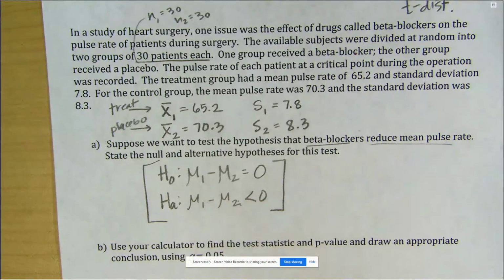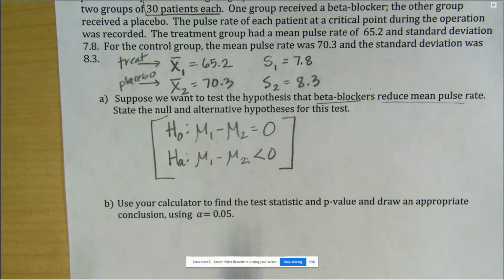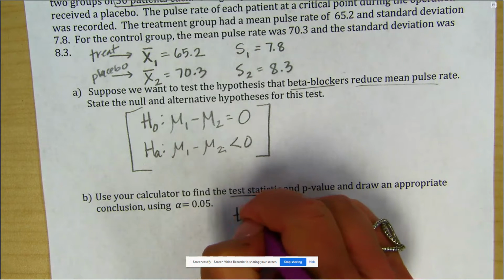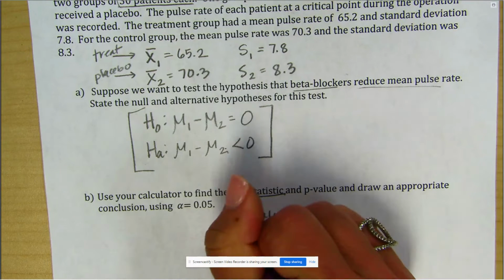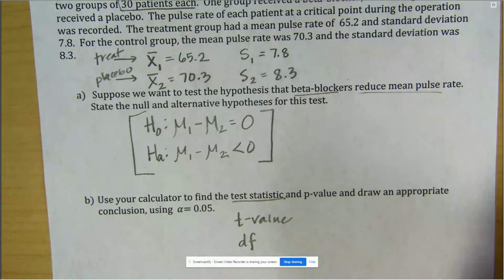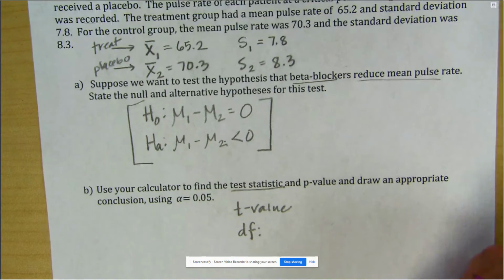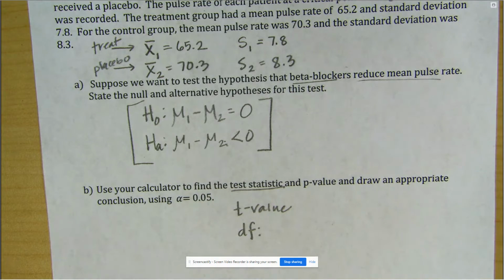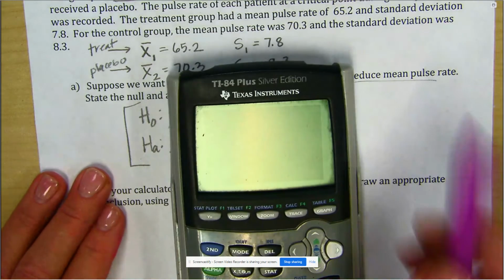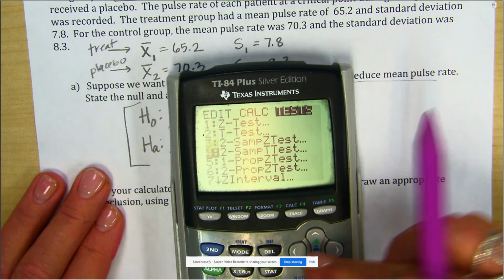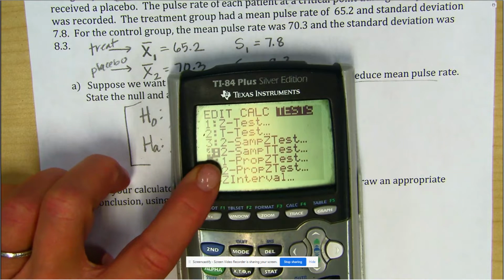There are the hypotheses. Now use your calculator to find the test statistic, which is going to be a t-value in this case. It will also calculate the degrees of freedom. You could conservatively use 29, which is really conservative and a little bit more rough, but the calculator will do another sort of complicated calculation for you. So let's go ahead and enter it. This is means, and there are 2 of them, so we go to stat test, 2 sample t-test. That is number 4.